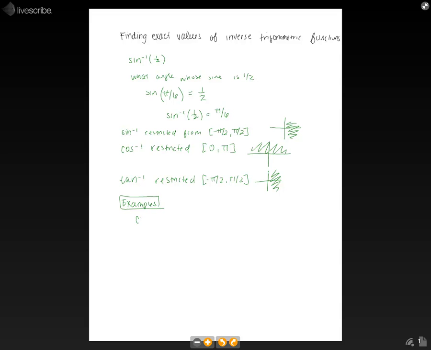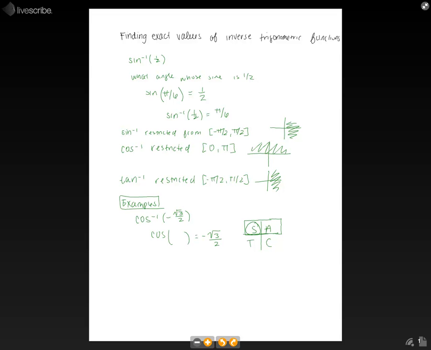So if we have the inverse cosine of negative square root of 3 over 2, if we write this, we're looking for cosine of what gives us negative square root of 3 over 2. So if we're looking at our quadrants, and we have All Students Take Calculus, and we know that we can only be in these two quadrants, we know we must be in this second quadrant where the cosine is negative.